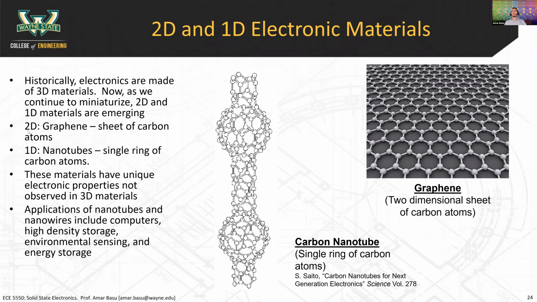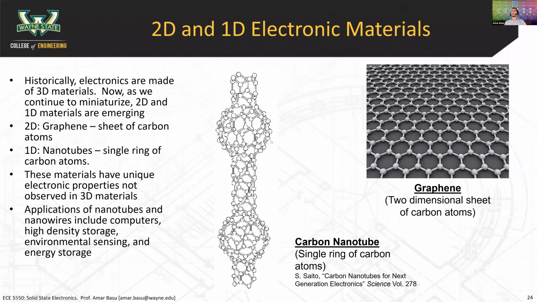So this 2D material is called graphene. It's made up of a 2-dimensional sheet of carbon atoms, and they form rings like this. We'll talk about this more in the next module, like what these atomic structures are. And if you take one of these sheets and roll it up into something like this, now you have something that's almost 1-dimensional. It's just a single ring of carbon atoms if you look at the cross section. So this is called a carbon nanotube.